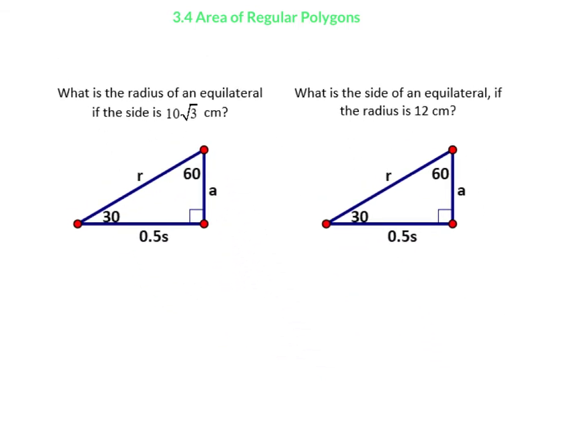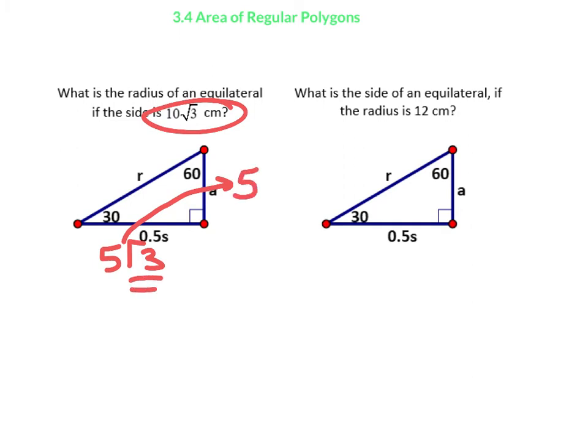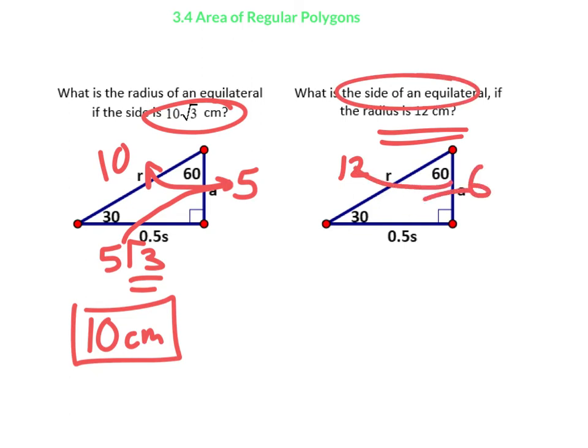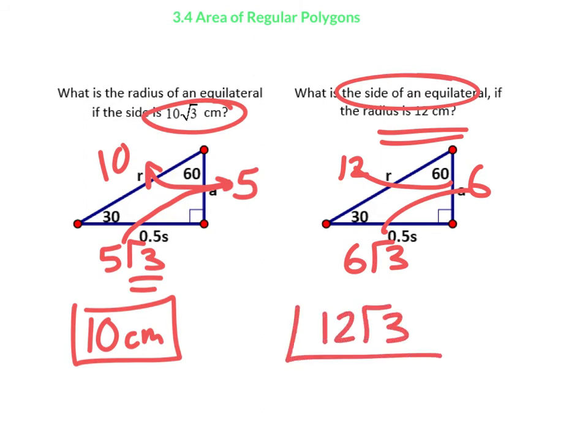Continuing, just reviewing our relationships, it says the side is 10 root 3. That means this length would be 5 root 3. And to go from the long leg to the short leg, I divide by root 3. That works out nicely. That would be a 5. And doubling that to get my radius, my answer would be 10 centimeters would be the radius of my equilateral. Finally, the radius is 12, and they want to know the full side. Half of 12 is 6. 6 times root 3 is 6 root 3, and so the full side would be 12 root 3.